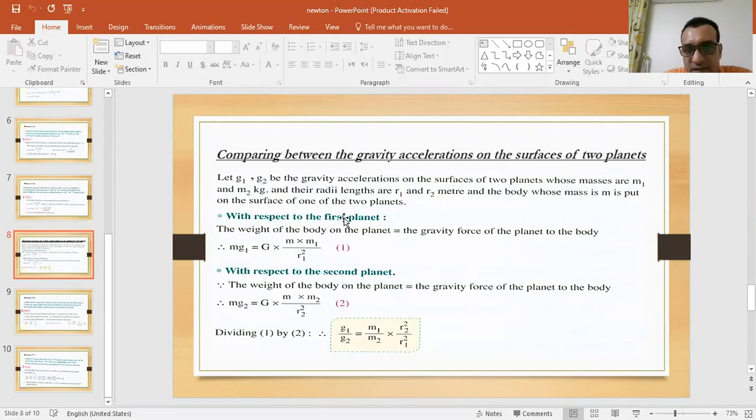With respect to the first planet, the weight of the body on the planet equals the gravity force of the planet on the body. Mg1 equals G multiplied by M times M1 over R1 squared. With respect to the second planet, the weight of the body on the planet equals the gravity force of the planet on the body. Mg2 equals G multiplied by M times M2 over R2 squared.